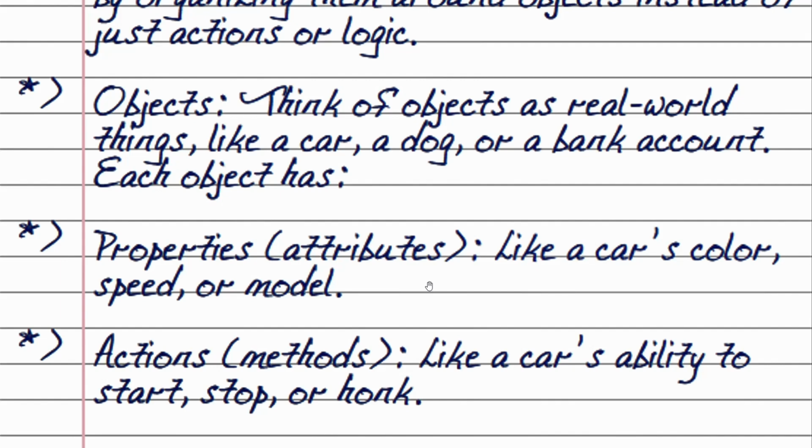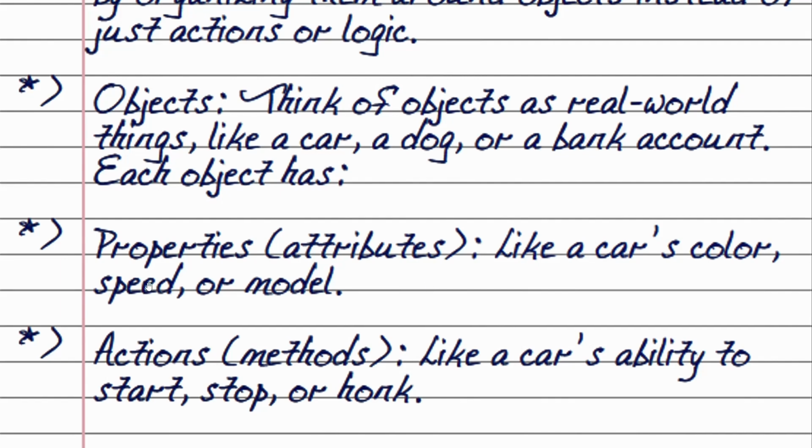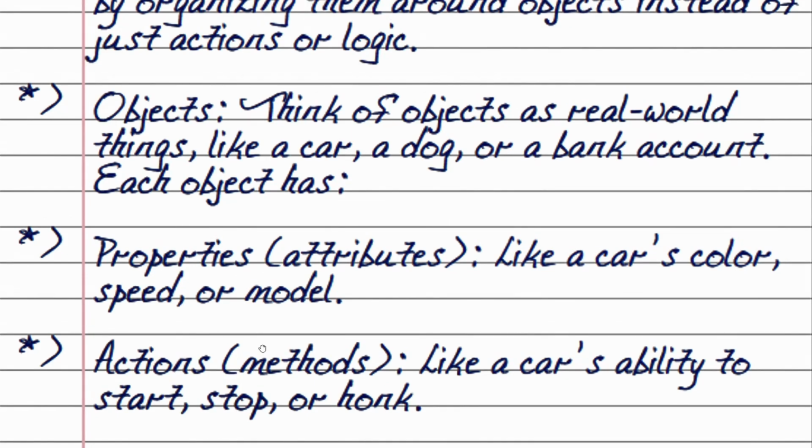Let's imagine a car. Its properties can be the car's color, the speed of the car, or the model number. The actions will be how that car starts, stops, or horns. So these are the properties of a car and the actions. Each object has its different properties and actions.